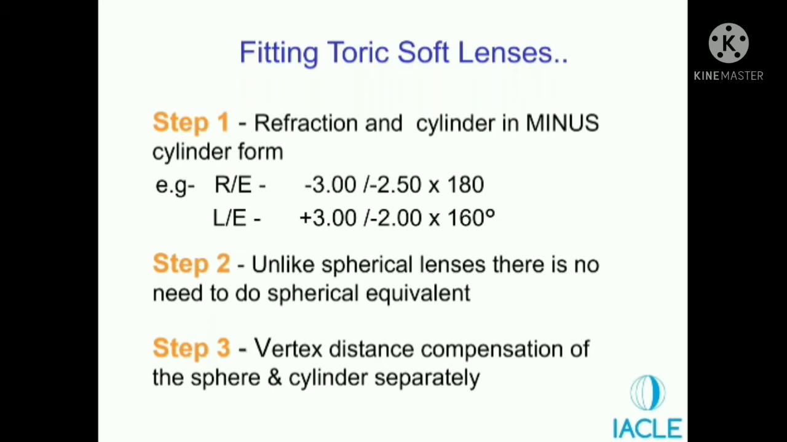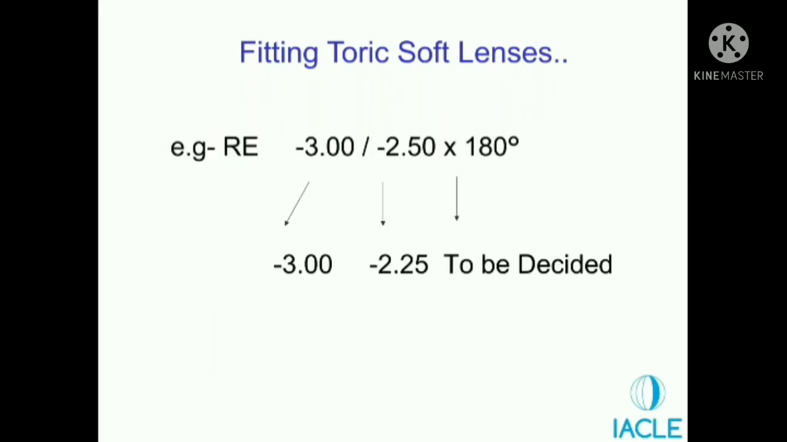So let's see how we can do that. In case of a spherical lens, we simply take the vertex distance correction in one meridian. But now this is a toric lens, so we have to take vertex correction separately in two different meridians, and this is how it will be.